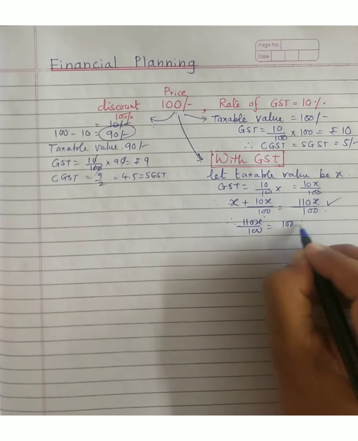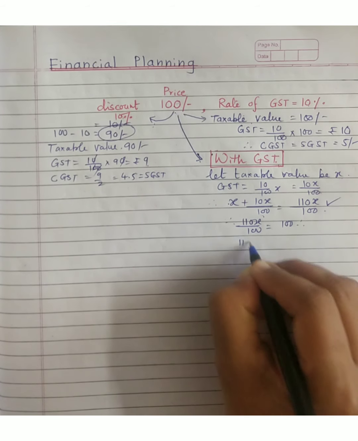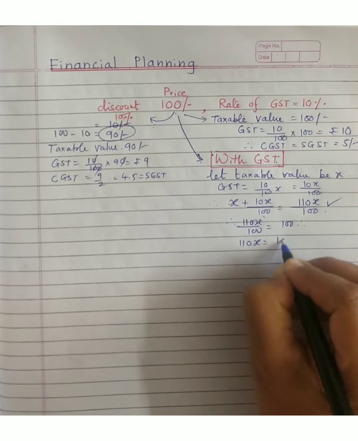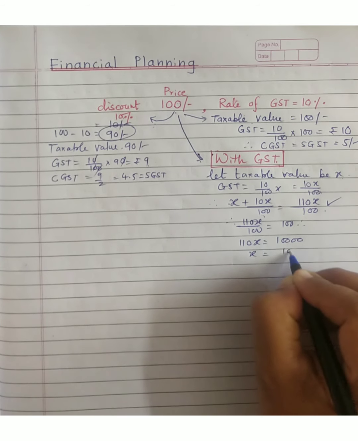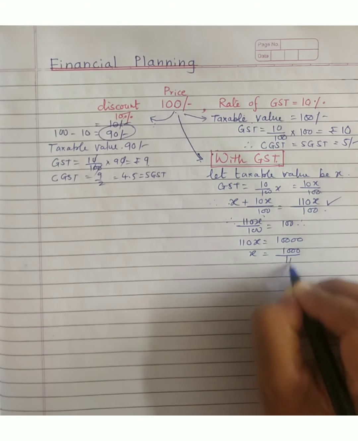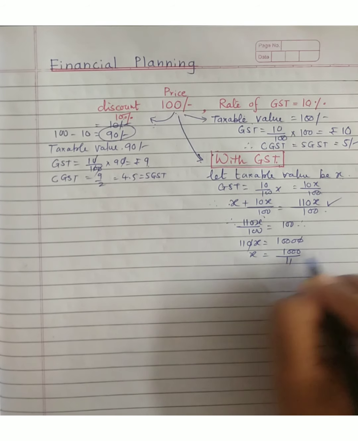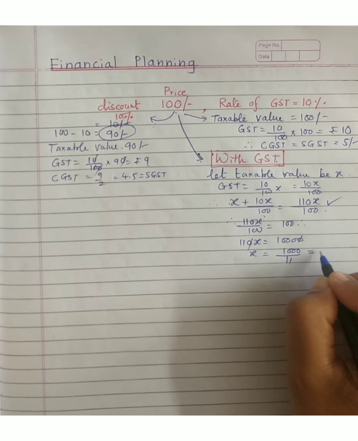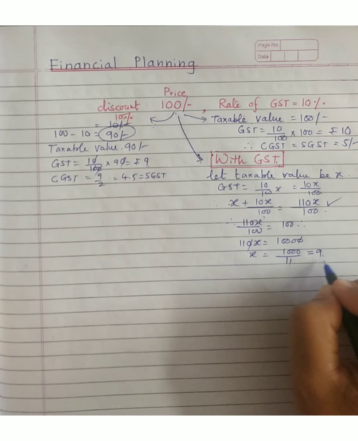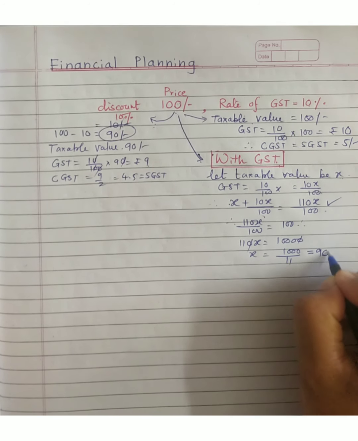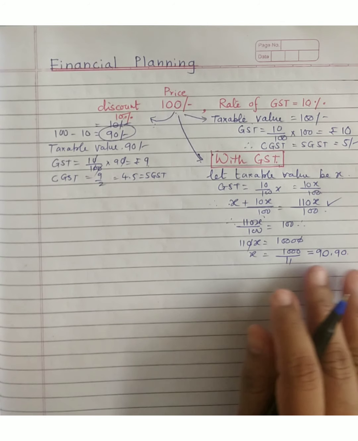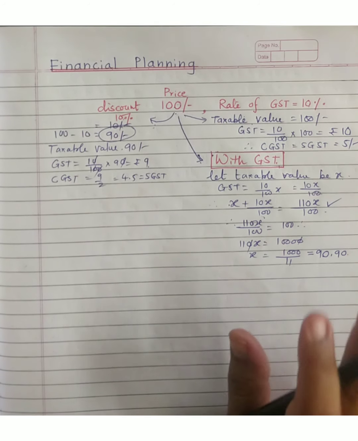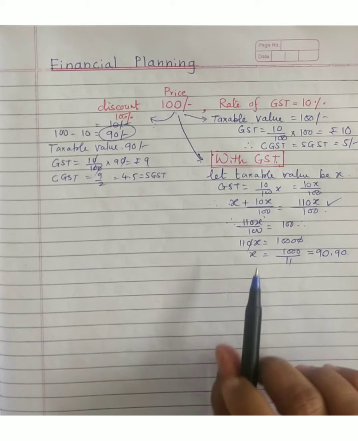You get 110x is equal to 100 into 100. X is 1000 upon 11, right? This 0 gets cancelled. So 11 nines are 99, 1, of course not 9, 0. 9 point, it's a recurring decimal basically. 90 rupees and 90 paise is the taxable value.